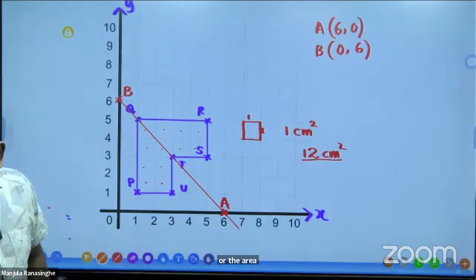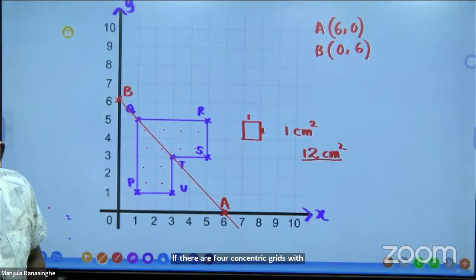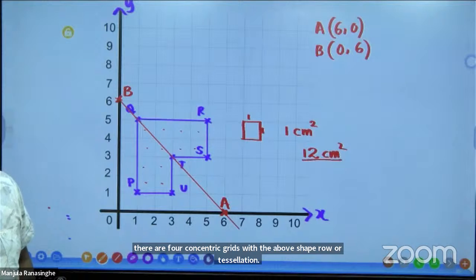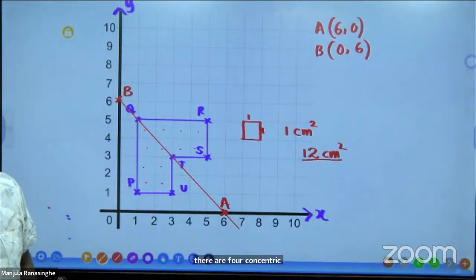If there are 4 congruent grids with the above shape, draw a tessellation. There are 4 congruent grids with the above shape. Show a tessellation using the 4 grids.